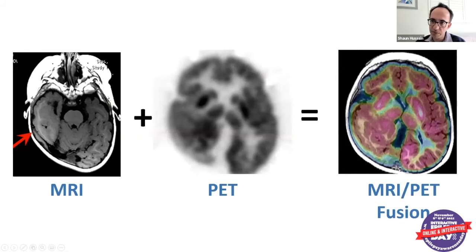This is an example of a patient with hemimegalencephaly who had a very obvious structural abnormality that I won't go into, but also had an abnormal PET scan. And when we fused those two images, it became very clear that this was the area that was dysfunctional. And this patient underwent a hemispherectomy and did well long-term.